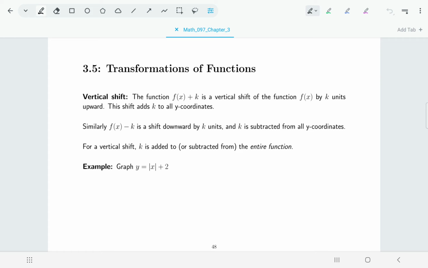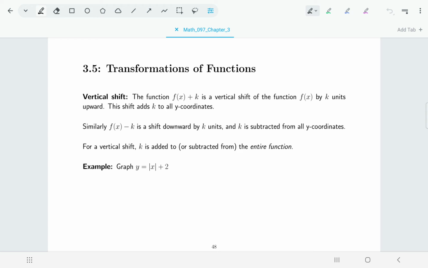Welcome back. In this section, we'll be looking at graphing our basic shapes from section 3.1, this time with transformations applied to them. By transformations, I'm referring to shifting the graph, or maybe stretching the graph, or maybe reflecting the graph. We're going to start off by looking at these transformations one at a time, and then later on we'll look at functions where we've got multiple transformations.